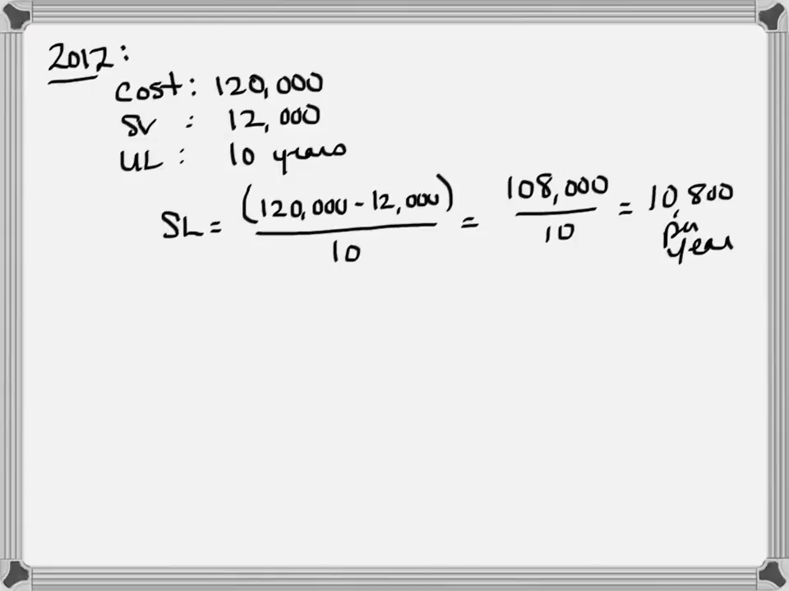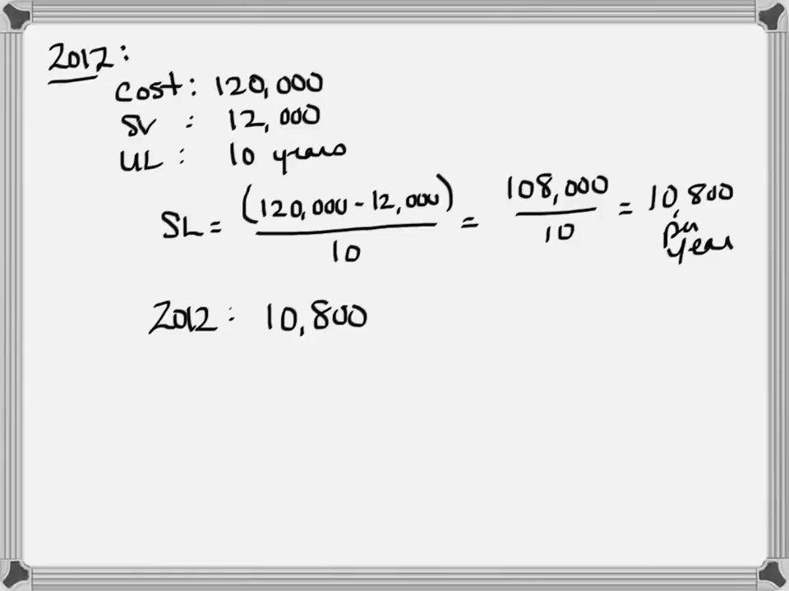When did we actually purchase this asset? Well, if you look back at our original problem, it said April 10th. Did we hold it for a full year? Absolutely not. A full year would have been January 1st through December 31st, assuming year end is December 31st for our company. So what we need to do for 2012 then is take that $10,800 per year and prorate it. So how many months did we hold it?